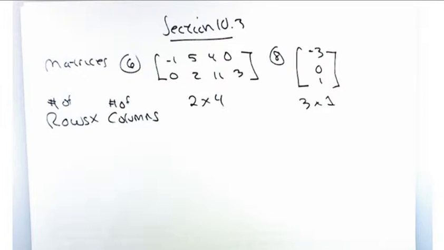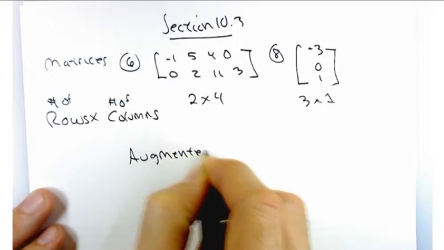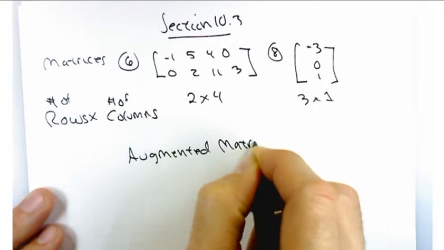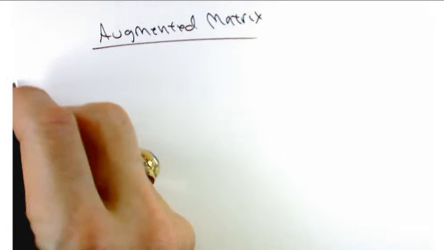Let's work with matrices and start building a connection between matrices and systems of equations. So that connection is in the form of what's called an augmented matrix. Augmented matrix. And it's just a nice, straightforward connection between a matrix and a system of equations.